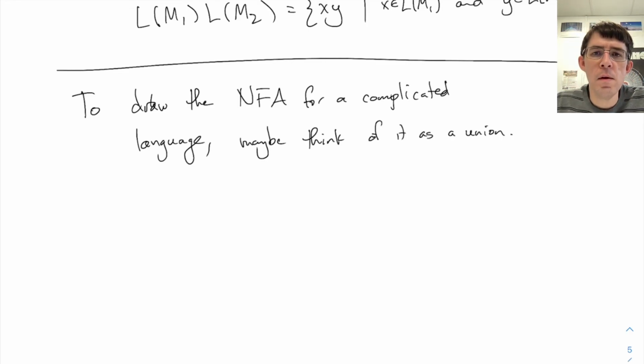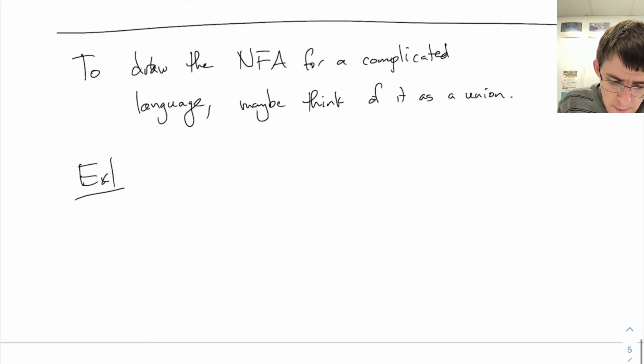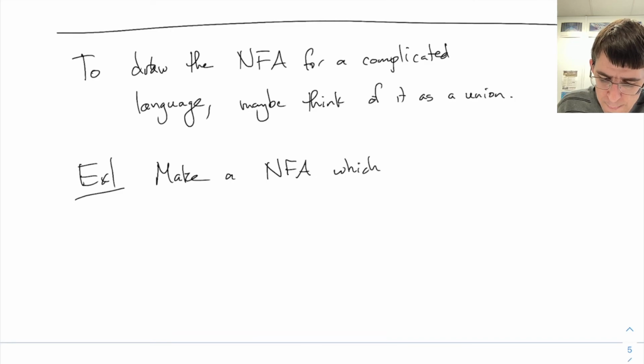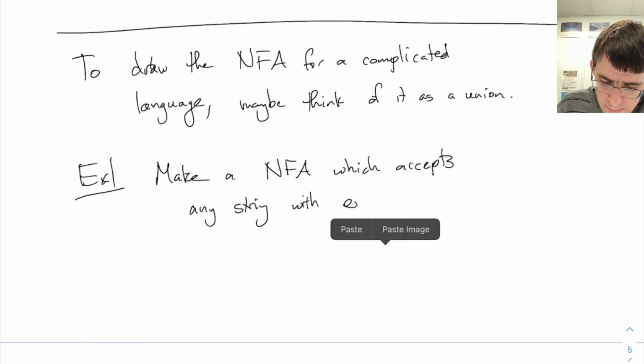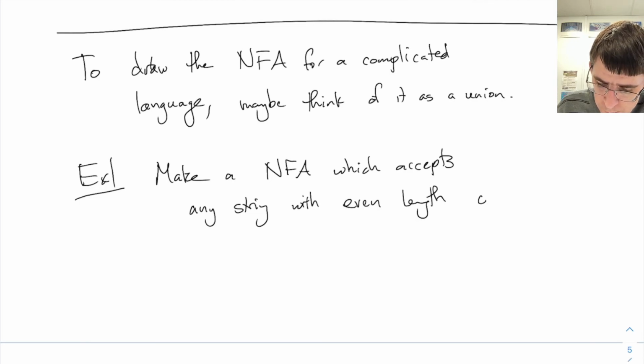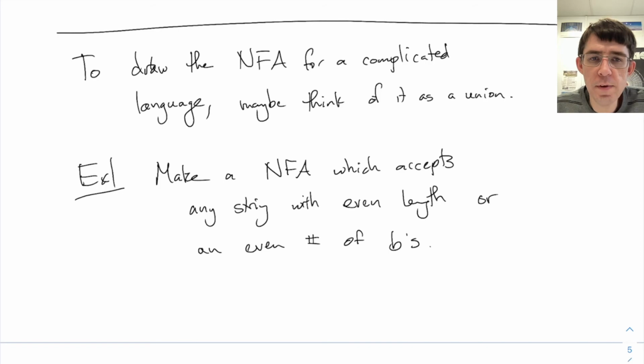All right. And then tie it all together as a union. So for example, here's a typical homework style problem. How about make an NFA which accepts any string with even length or an even number of B's. Even length or an even number of B's.